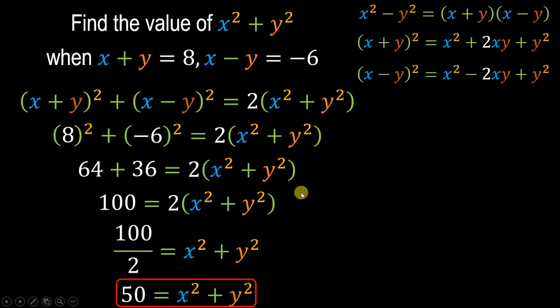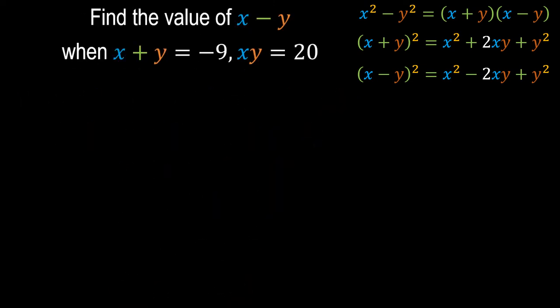Now at the end of the video, it is very necessary to solve another question which will help you out. Let's see what that question should be. Okay, like this: find the value of x minus y when x plus y equals -9 and xy equals 20. Again, if you look at the identities, none of the identities will help you directly. Now you again have to make some combinations.